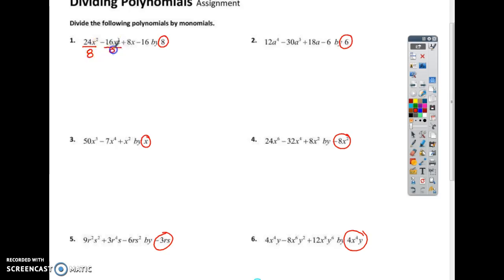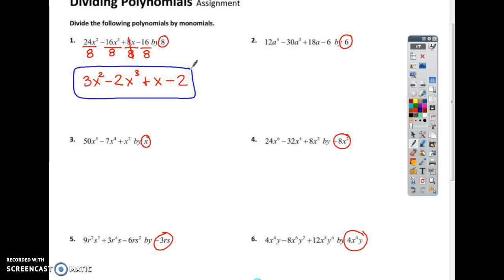divide it by that number. Okay, so then you just divide the 24 and the 8, which is 3, and then you have x squared left over. Divide the negative 16 by 8, that's negative 2. You have x cubed left over. 8 divided by 8 is 1, that cancels. Positive x left over, and then negative 16 divided by 8 is negative 2. Done. Right? That's your answer. You don't have to do anything else.